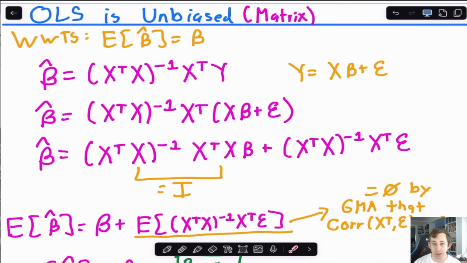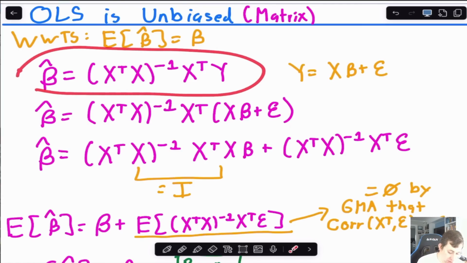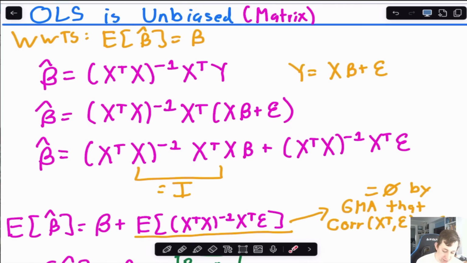Again, now I'm going to switch fully into matrix notation. Basically, what we want to show is that the expected value of our estimator beta hat is equal to the true beta, even if I don't know what the true beta is. So I'm going to start from my estimator, which is again (X transpose X) inverse X transpose y. And I know that the true y is just X times beta plus epsilon. So all I'm going to do is sub that in for y.